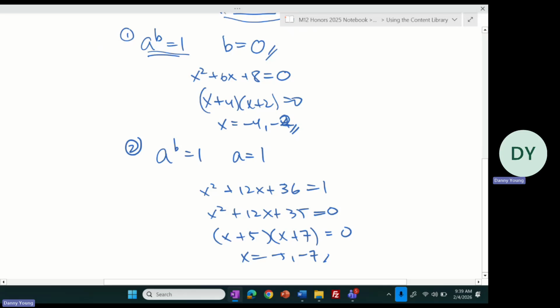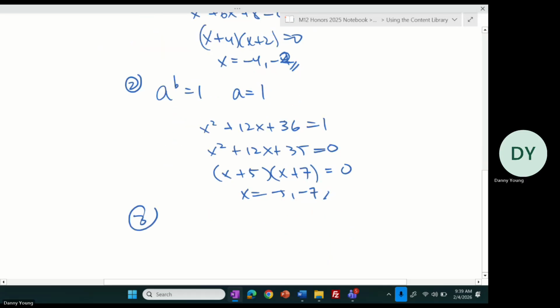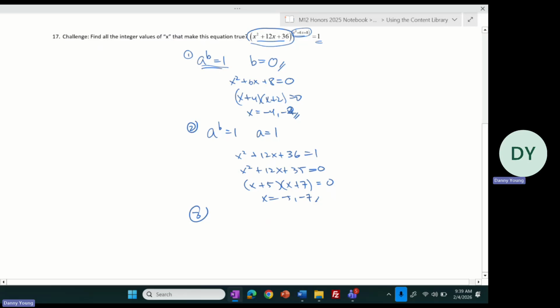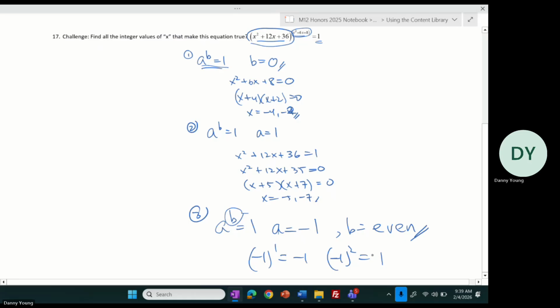Okay, third option. Third option, you ready? Well, I'm going to go through everything, right? Third option is this. If a to the power b is equal to 1, a could be +1. A could also equal to what? -1. If a is equal to -1, that means b must be what kind of a number? Even. B must be even. If b is not even, it will not work. You guys know why? -1 to the power 1 gives you what? -1. But -1 to the power 2 gives you what? 1. Power 4, 1, and so on and so on.